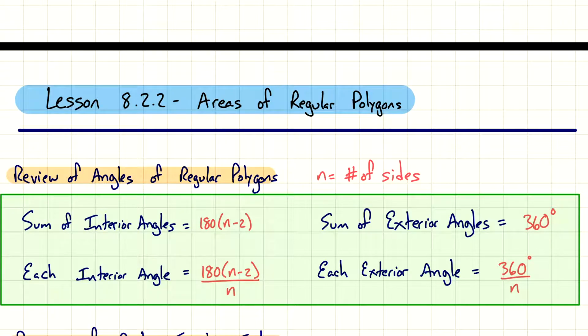All right, so these are the four main things that you needed to know. There was also the connection between interior and exterior. They are supplementary, so they should add up to 180 degrees. If you figure out the interior, you can subtract that from 180 and it'll give you the exterior. Or if you know the exterior and subtract it from 180, it should also give you the interior. So there's another way to get interior and exterior angles, but these formulas work with knowing the number of sides.